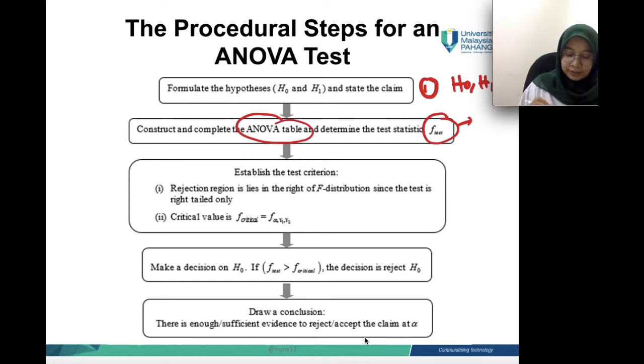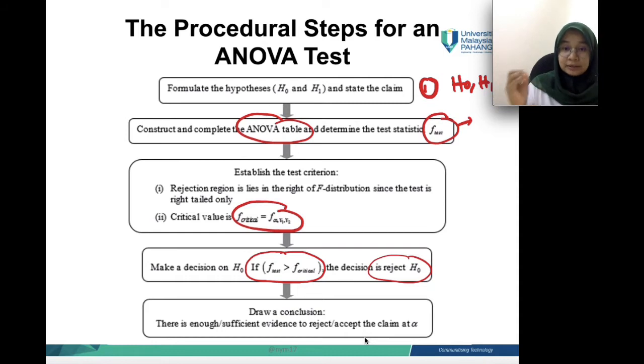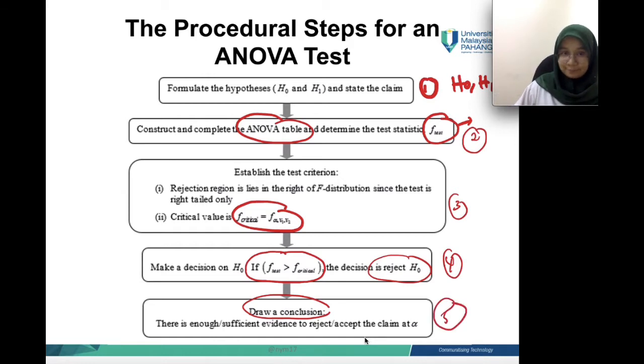Next, step number 3, the critical region. Make a decision. We will reject H null if your F test is greater than your F critical value. We will use a right tail test, greater than. And then you draw a conclusion. So this is step number 1, step number 2, step number 3, step number 4, and step number 5. Same as in your hypothesis testing.